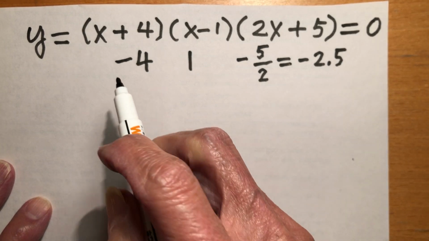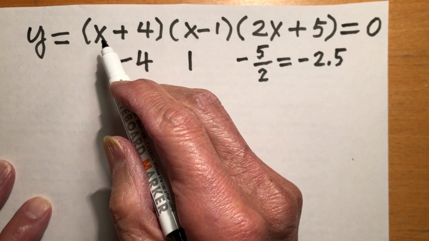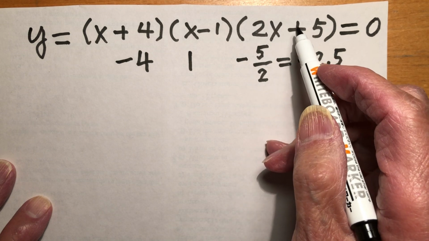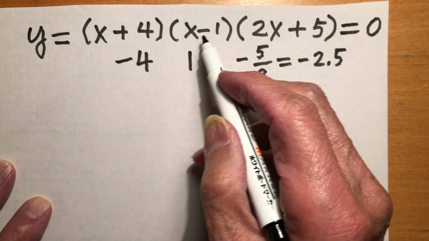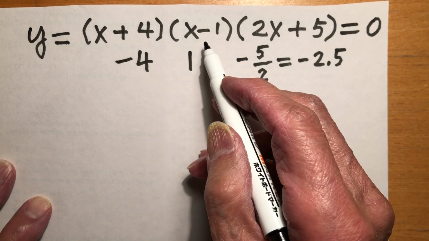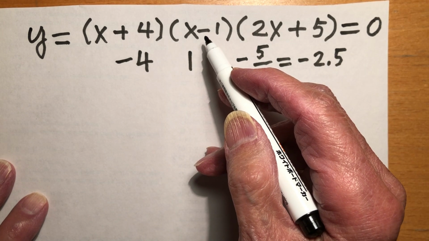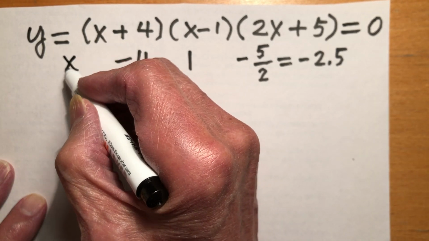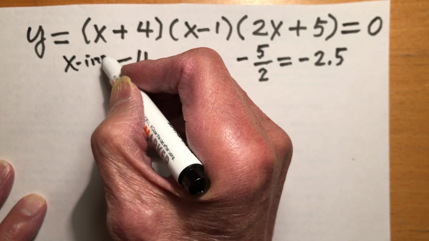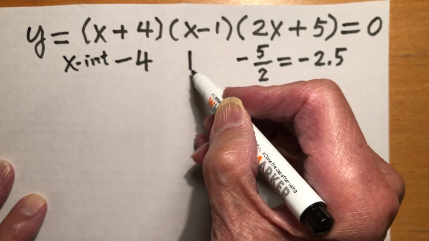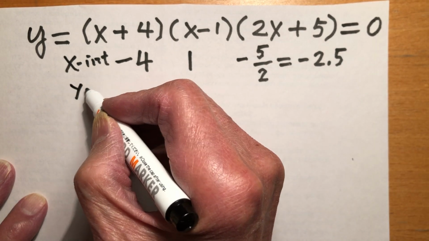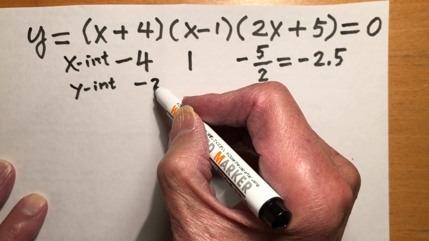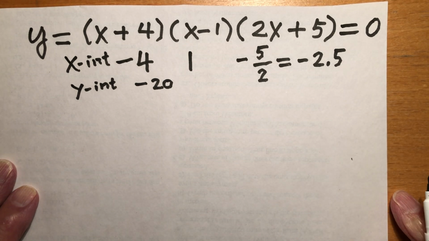Now what about the y-intercept? The y-intercept, you let all the x to be 0. So this 0, this 0, this is 0. So I have -1 times 4 times 5, which is -20. So y-intercept is -20. So this is x-intercept. X-intercept, I have this, and y-intercept is -20. So I can draw the graph now.